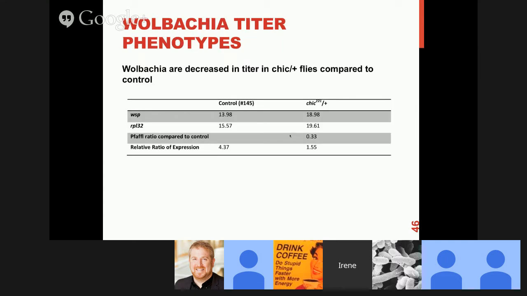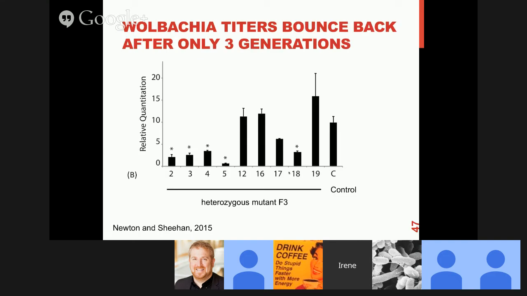I did already show you lots of data, and hopefully you agree with me that Wolbachia are decreased in titer in these chickadee mutant flies compared to control flies. But here are the raw data to remind you of that. So what we wondered then is, could we find Wolbachia after passage for 3 generations through these fly backgrounds that recovered the natural or the control titer levels?